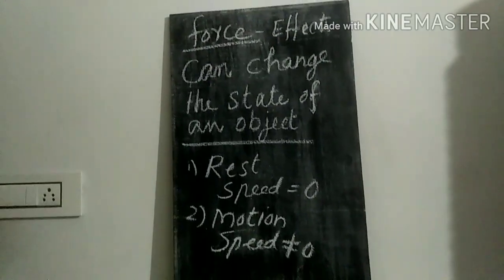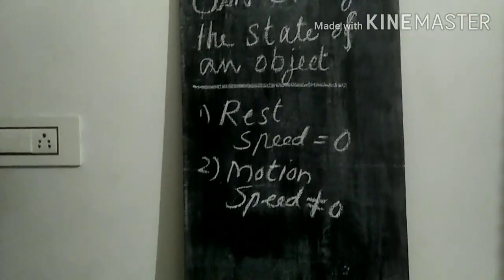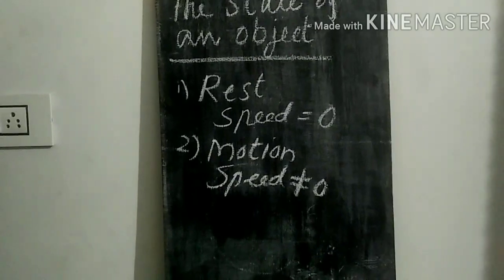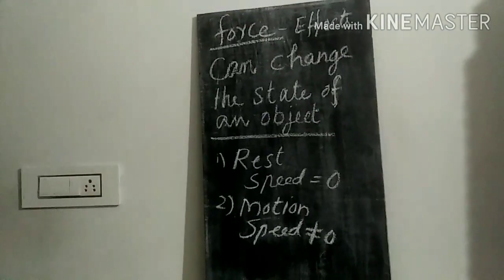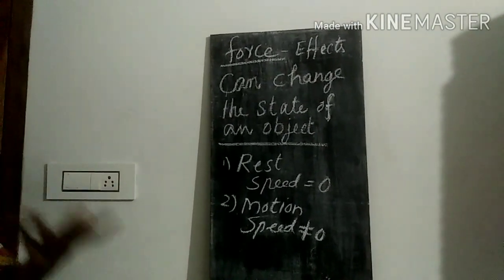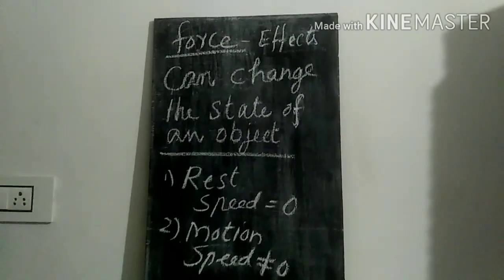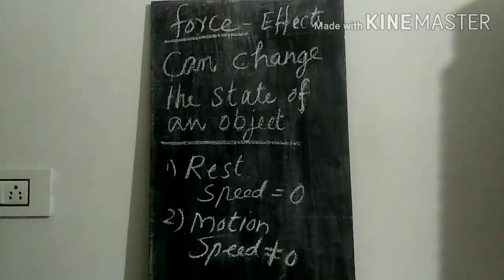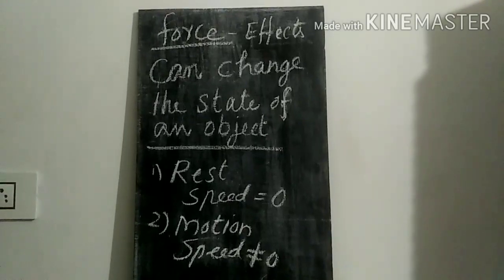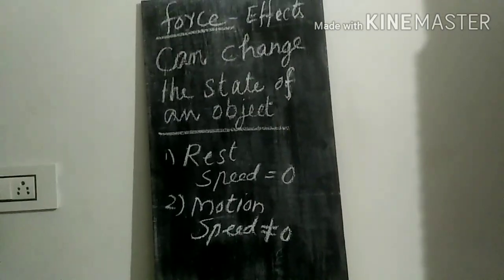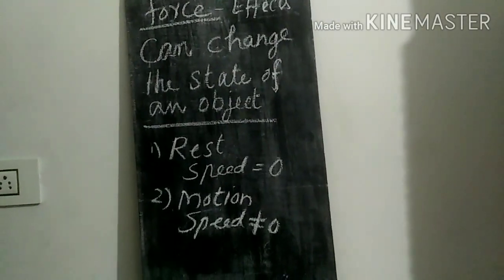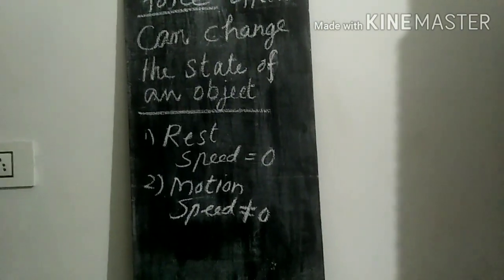So in our daily life also, we can see some situations where, even though we apply some force, we cannot observe the force. That force is not apparent. Apparent means visible. We cannot see the movement, or we cannot see the application of force.